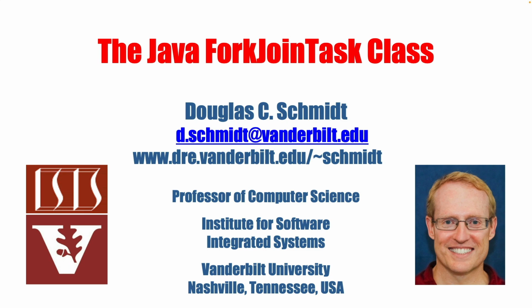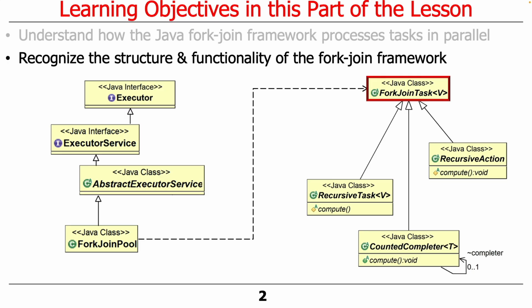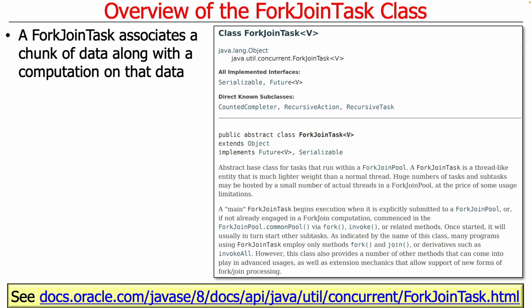As we saw in the previous part of the lesson, we have a ForkJoinPool class where you can submit tasks. You can submit runnables, you can submit callables, but most interestingly, you can submit ForkJoinTasks, or instances of subclasses of ForkJoinTask. And so that's what we're going to talk about now, the ForkJoinTask, which is a common means of getting work to be done by the ForkJoinPool. So let's talk about the ForkJoinTask.